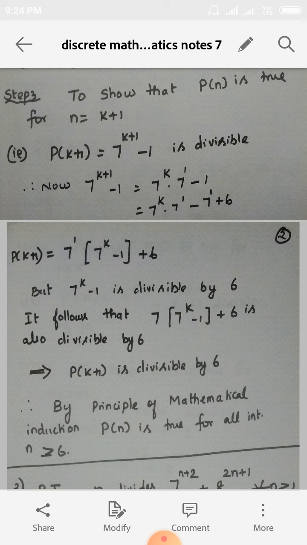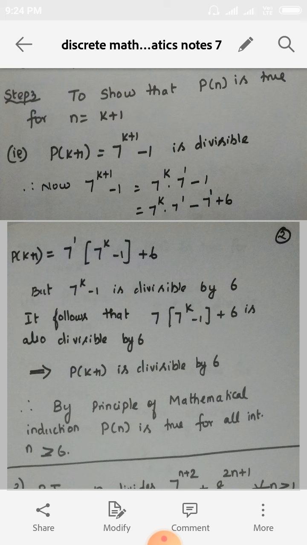From the first two terms, 7 power k into 7 minus 7. So from here we have to take 7 power 1 outside. From the first two terms, take 7 power 1 outside. We get 7 into (7 power k minus 1) plus 6. But 7 power k minus 1, we already assumed it is divisible by 6. We already assumed it in step 2, that it is divisible by 6.